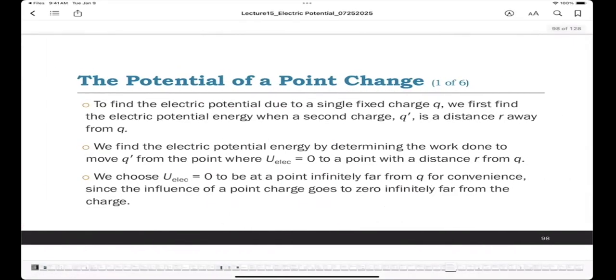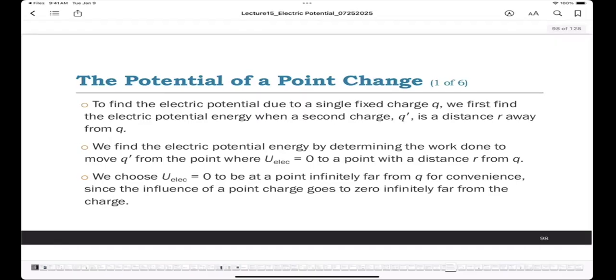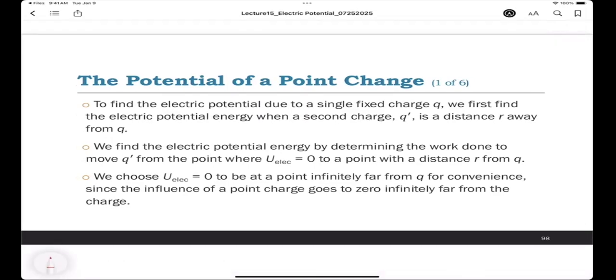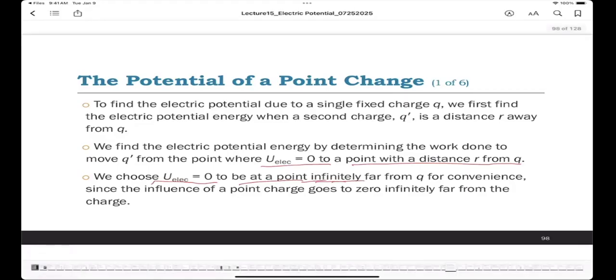Okay. So for the potential of a point charge, to find the electrical potential due to a single fixed charge Q, we first find the electric potential energy when a second charge Q dot is a distance r away from Q. We find the electric potential energy by determining the work done to move Q dot from the point where electric potential energy equals 0 to a point with a distance r from Q. We choose electrical potential energy equals 0 to be a point infinitely far from Q for convenience, since it falls off for a point charge to 0 infinitely far from the charge. This is how to calculate the potential of a point charge.